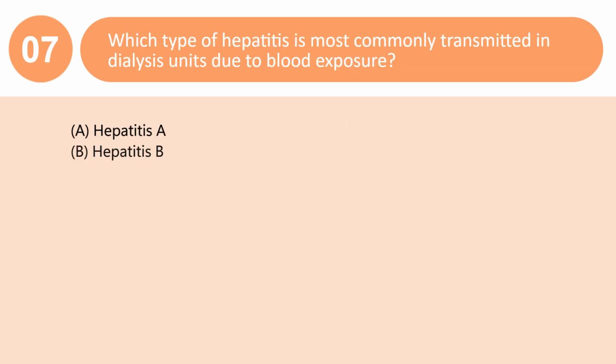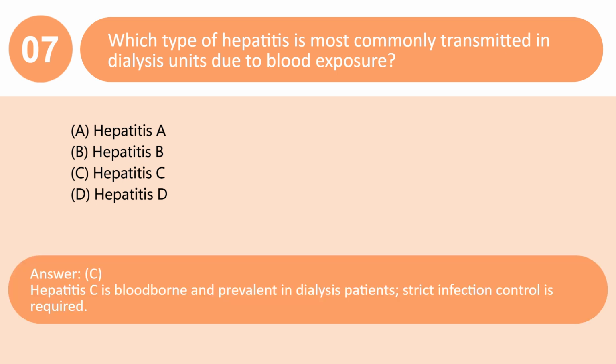Which type of hepatitis is most commonly transmitted in dialysis units due to blood exposure? A. Hepatitis A. B. Hepatitis B. C. Hepatitis C. D. Hepatitis D. Answer C. Hepatitis C is blood-borne and prevalent in dialysis patients. Strict infection control is required.